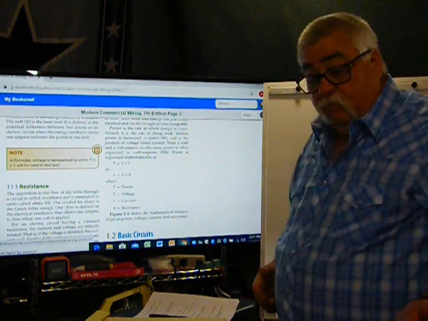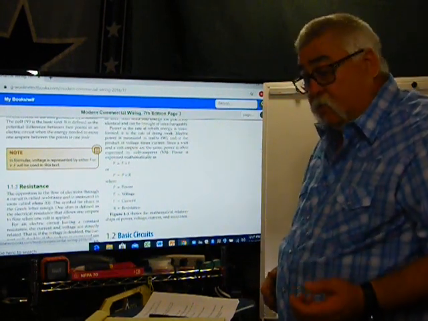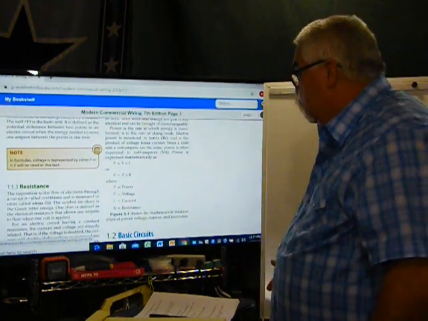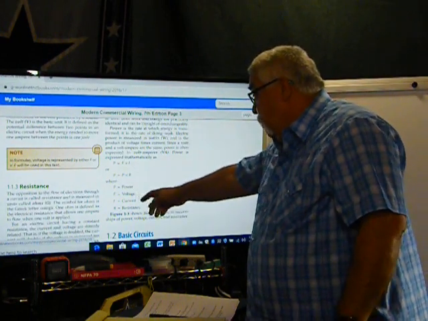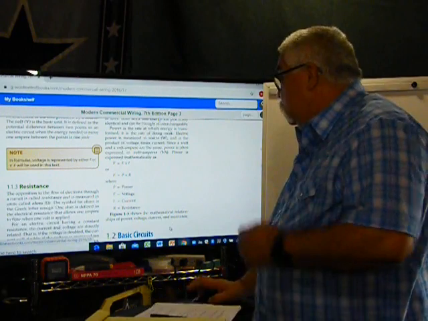We have to find resistance, circuitry, series circuits, parallel circuits, series parallel circuits, and our basic components, which is P for power, E for voltage, I for current, R for resistance.